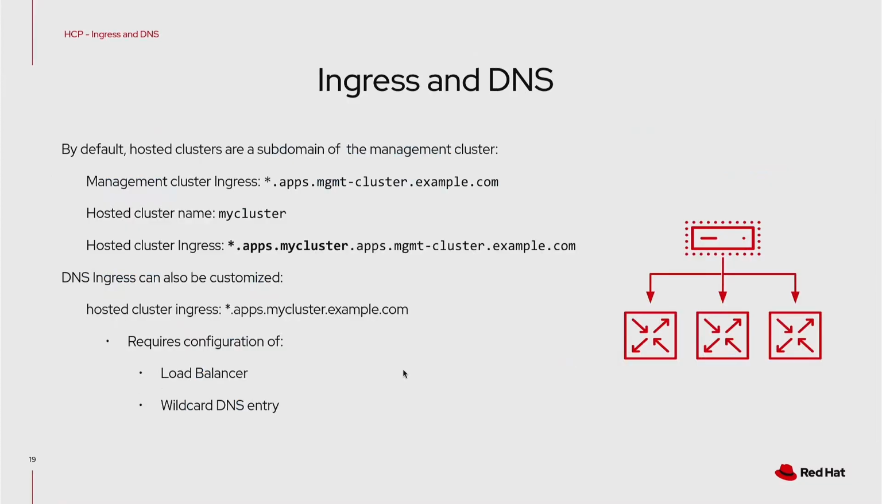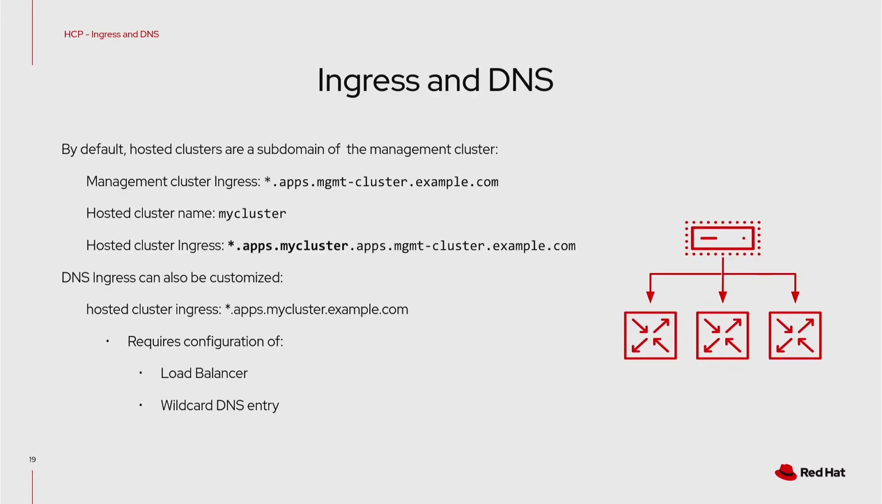So let's talk about ingress and DNS when it comes to hosted control planes. Normally when you deploy an OpenShift cluster, you're setting in your DNS api.clustername, and you're then setting *.apps.clustername. And that solves your problem for your ingress DNS information.